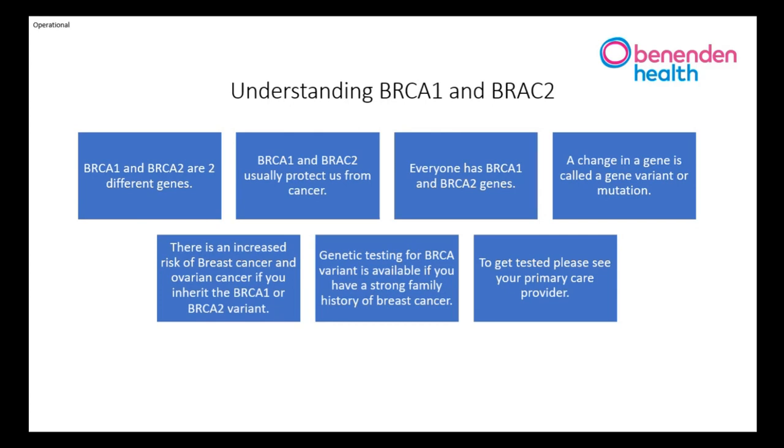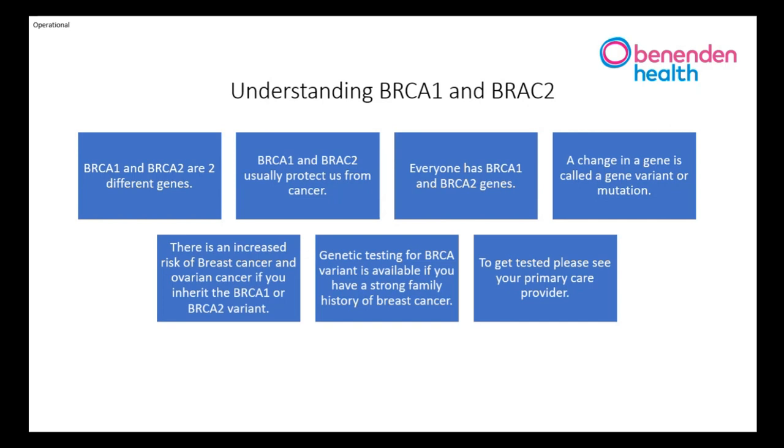A woman or a person who is assigned female at birth, who inherits a BRCA1 or BRCA2 variant has a higher risk of breast cancer or ovarian cancer as well. And they have a 50% chance of passing that gene variant onto each of their children as well. But remember, you don't have to inherit the BRCA1 or BRCA2 variant. If you don't inherit the variants, you cannot pass that on to your children.